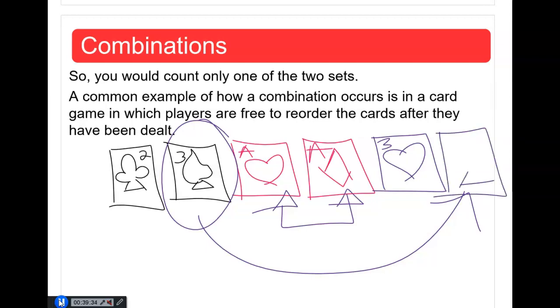Perhaps when you show your cards on the table, you might want to do that to make it more obvious that you do have 2 pairs. So it's not like people can say, oh, well, your spade is not next to your heart, so it's not 2 pairs. That's a very good example of a combination. The order doesn't matter. You could always rearrange your cards.